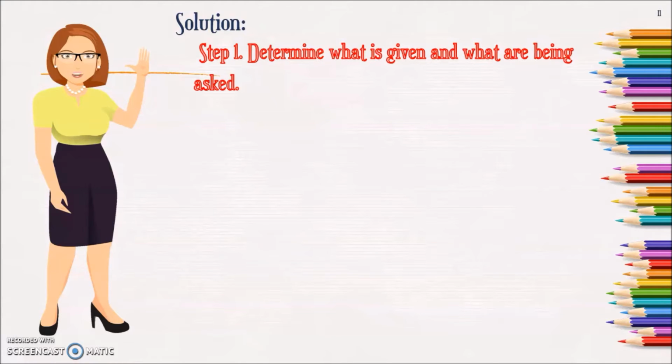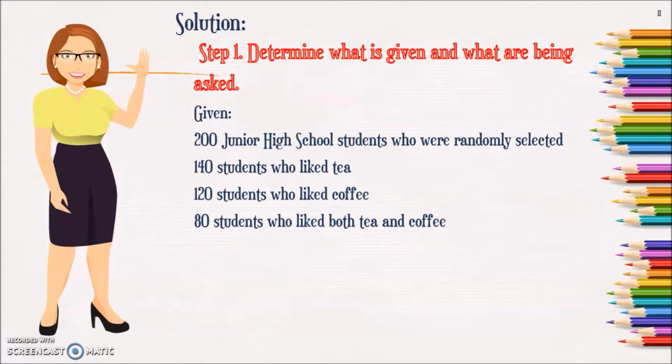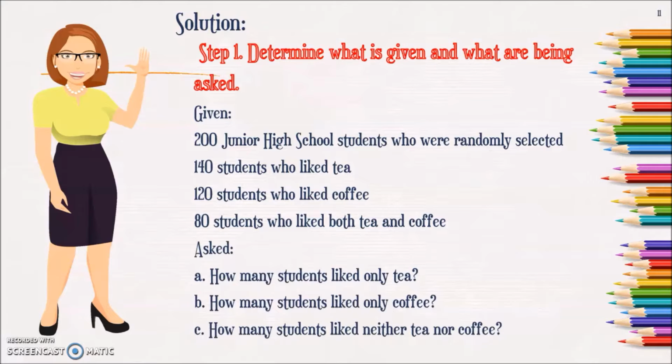In step 1, determine what is given and what is being asked. Our given here is 200 high school students who were randomly selected, 140 students who like tea, 120 students who like coffee, and 80 students who like both tea and coffee. And what is being asked? A. How many students like only tea? B. How many students like only coffee? And C. How many students like neither tea nor coffee?